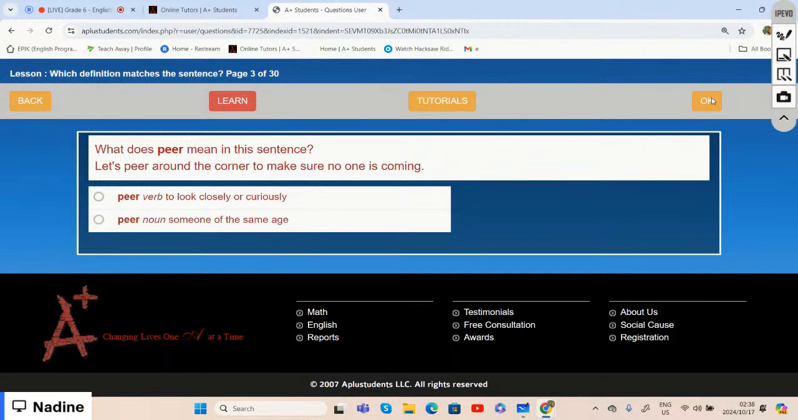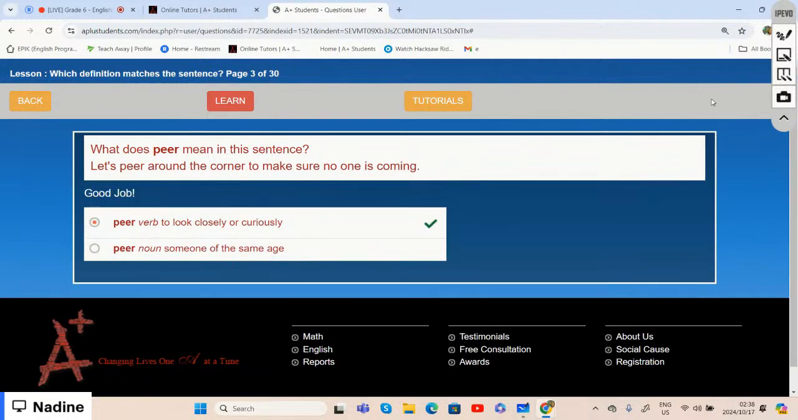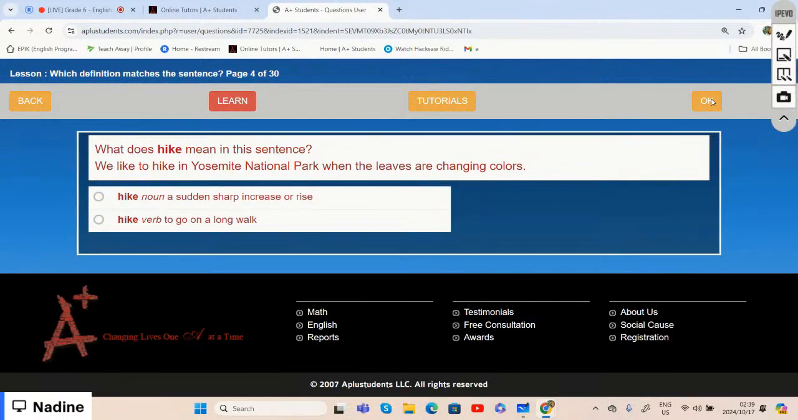All right. And if we were to choose the correct option, yes, we will choose option one. Well done. Option one is correct. It's to look closely or to look curiously. So well done. Option one is correct.